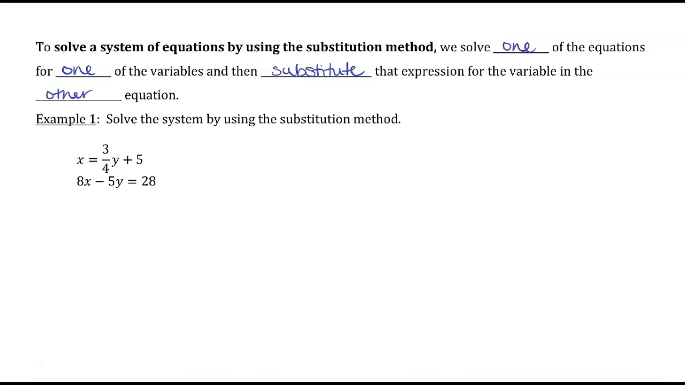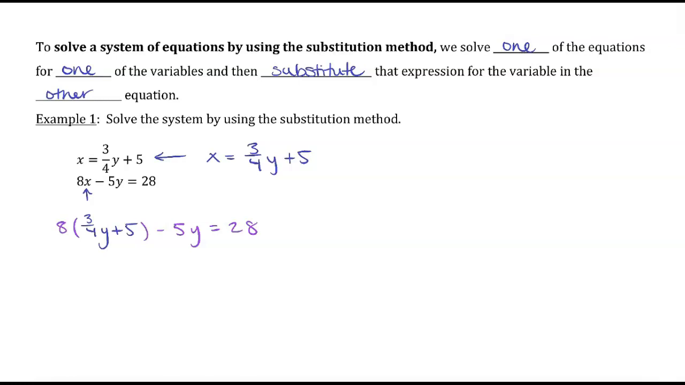In example 1, we have this system of two linear equations. Notice that the first equation is already solved for one of the variables. It's solved for x. To use the substitution method, we will use the fact that x is equal to 3 over 4y plus 5 and substitute that for x in the second equation. So instead of 8 times x minus 5y equals 28, we have 8 times 3 over 4y plus 5.